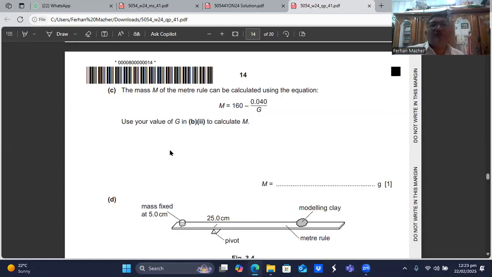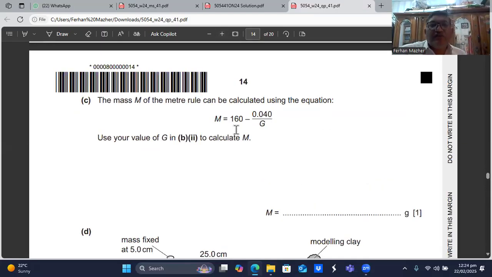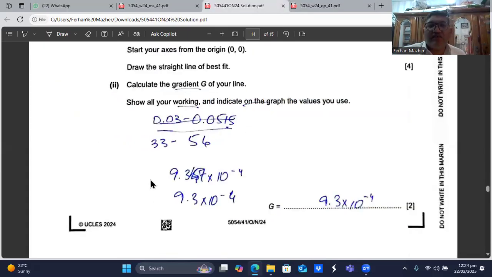The mass m of the meter rule can be calculated using this equation. You see, this equation is very simple. It's a straightforward equation. The mass will be equal to (160 minus 0.040) divided by the G value we just calculated. We will put that value in this formula and calculate, and that will give you the mass.